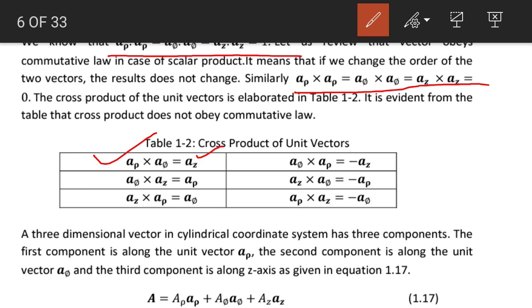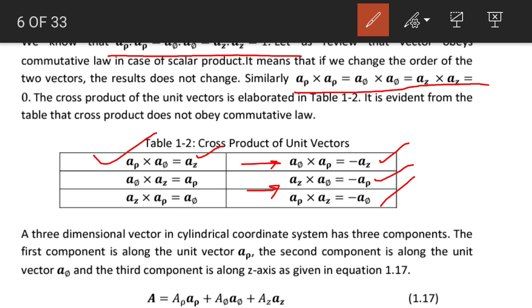A phi cross AZ results in A rho. AZ cross A rho results in A phi. If we change the location of these two unit vectors, the resultant unit vector will change. A phi cross A rho will be equal to minus AZ. AZ cross A phi will be equal to minus A rho. And A rho cross AZ will be equal to minus A phi.